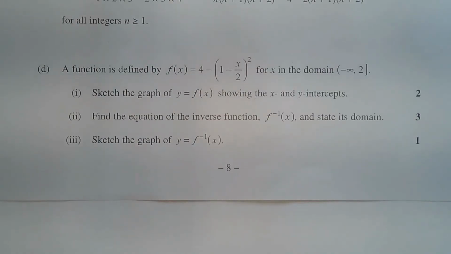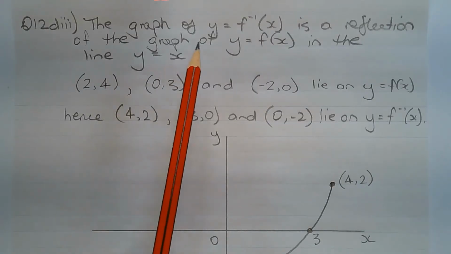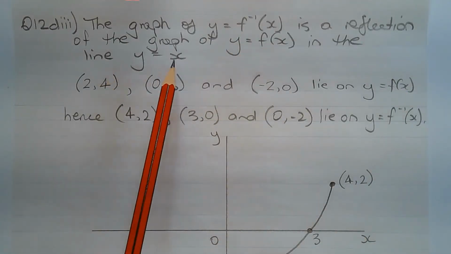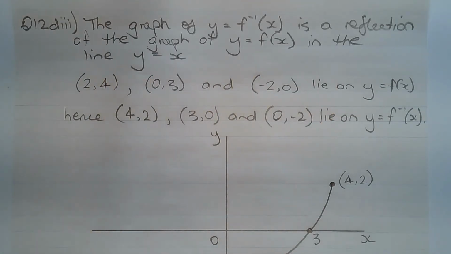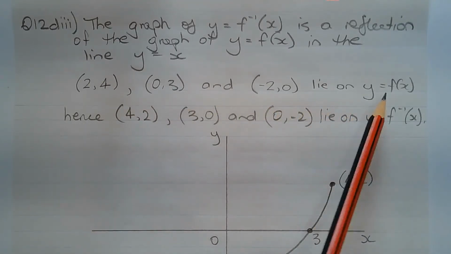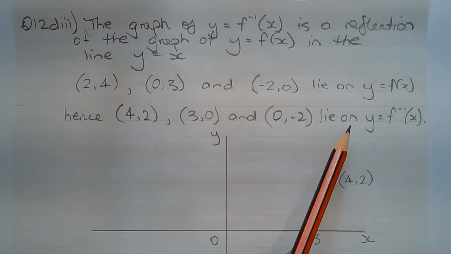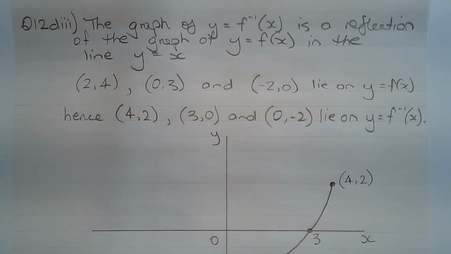Part 3. Sketch the graph of y equals f inverse of x. The graph of y equals f inverse of x is a reflection of the graph of y equals f of x in the line y equals x. Now the points (2, 4), (0, 3) and (-2, 0) lie on y equals f of x. Swapping the coordinates around, (4, 2), (3, 0) and (0, -2) lie on y equals f inverse of x.